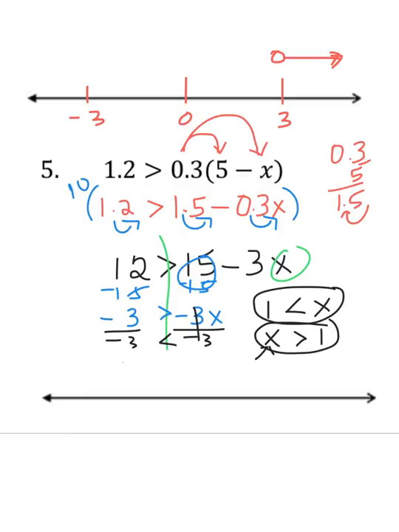Okay, so now I'm going to put my number line. 0, 1, -1. I know it's 1 right there. I'm going to put an open circle above the 1. And x is greater, so my number line is going to go that way. I can make it bigger if I want.